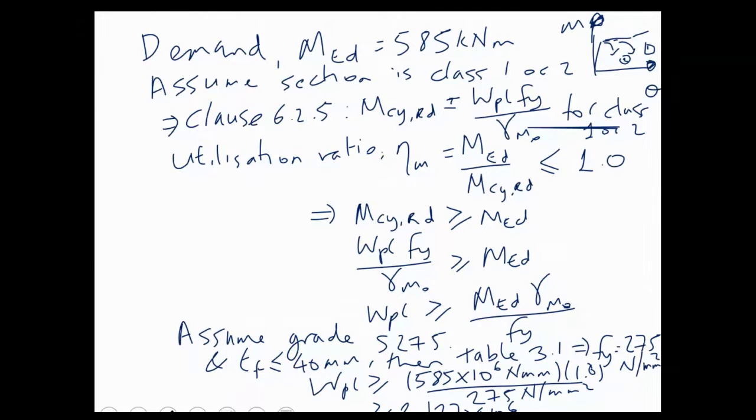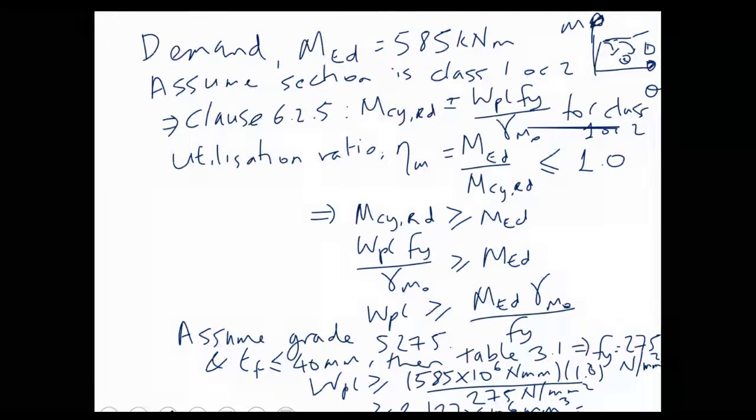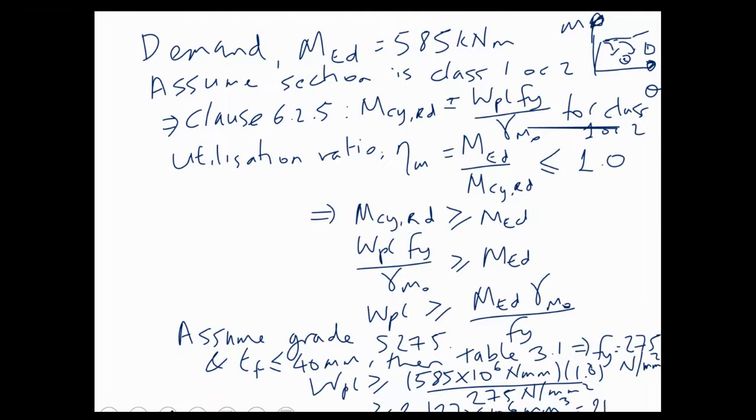And then the newtons cancel out. There's a millimeter on top there, and there's a millimeter per millimeter squared on the bottom. So I'm going to get millimeters to the power of 3. And if I turn that into centimeters, I get 2.27 centimeters cubed. Okay, so centimeter cubes.